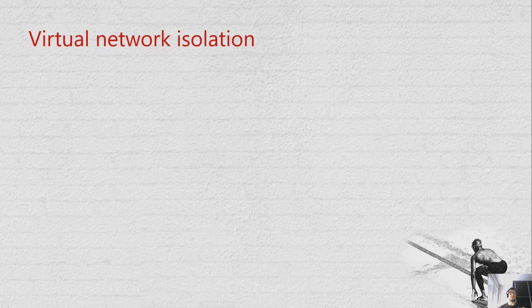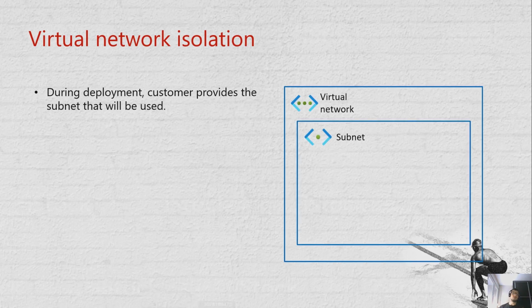Now, let's quickly go through the isolation. As we mentioned, there are two aspects of isolation. One is networking, and the second one is tenant level isolation. And what does virtual network isolation mean? So during deployment, when you're creating your instance, you provide the subnet where the instance will be deployed.